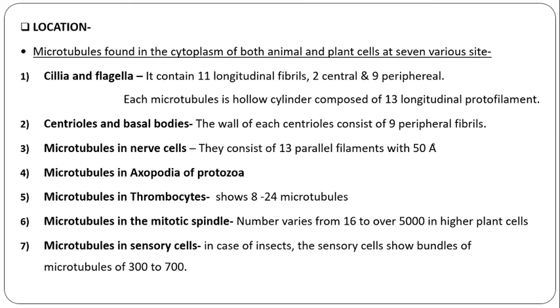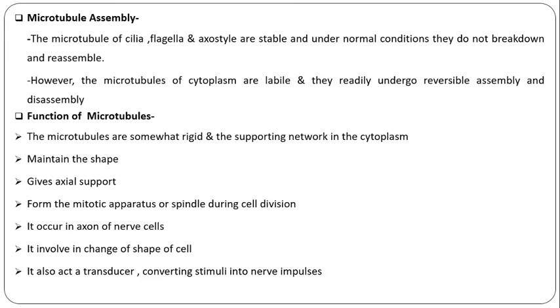Then microtubules in sensory cells: in insects, the sensory cells show bundles of 300 to 700 microtubules in a cell. So see here the microtubule assembly. In the assembly, the microtubules of cilia, flagella and axostyles are stable under normal conditions. They do not break down and reassemble. However, the microtubules of cytoplasm are labile and they readily undergo reversible assembly and disassembly.